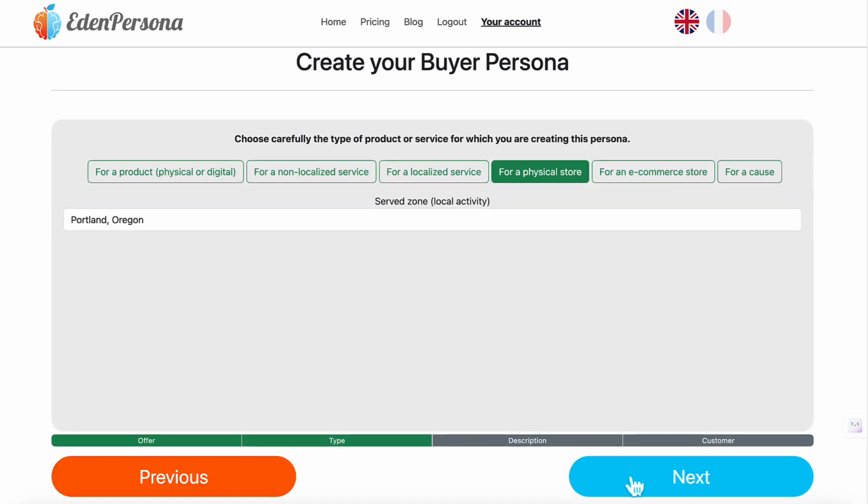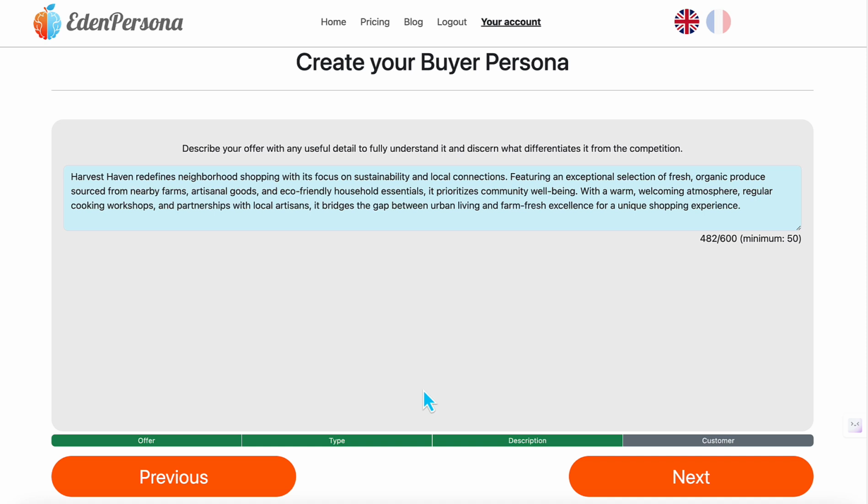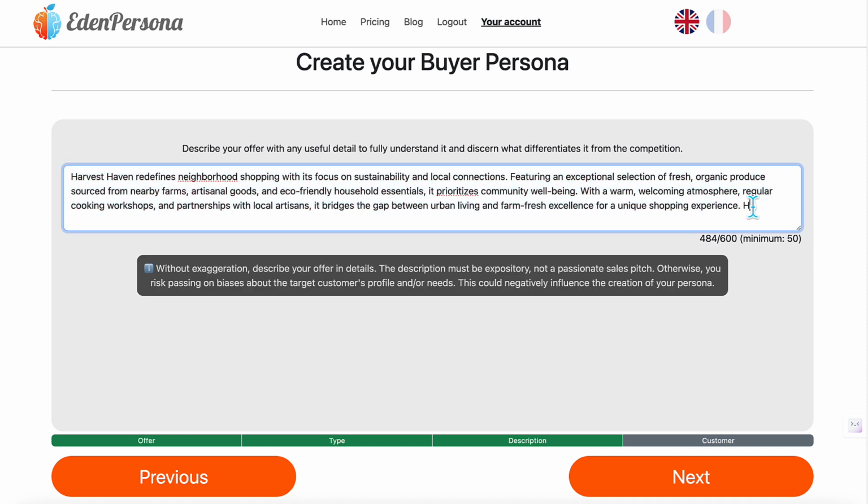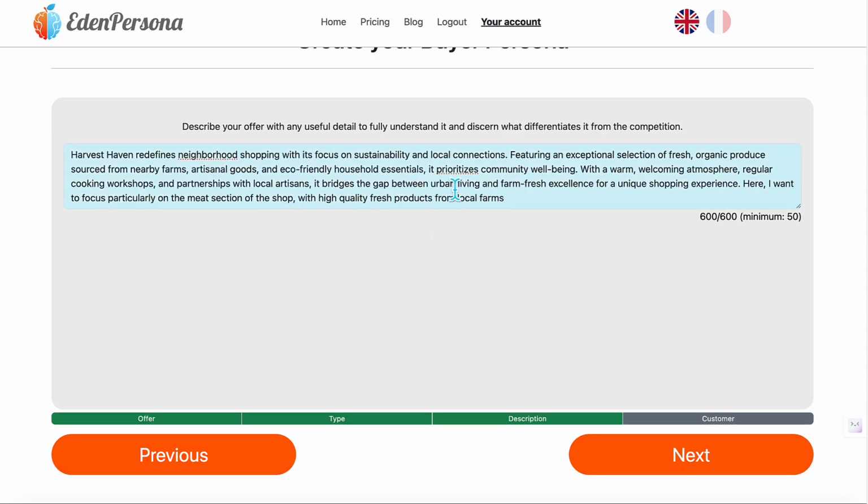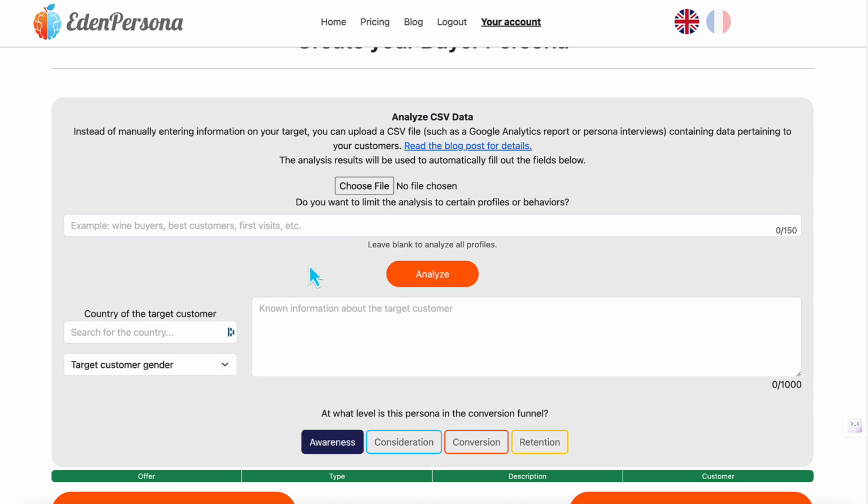Here's the service area. The example is in English to generalize my content, but it's obviously applicable in French. I'll say yes, in English. Here, I specified that I want fresh local meat products. I click next. And this is where it all happens for analyzing my CSV file.